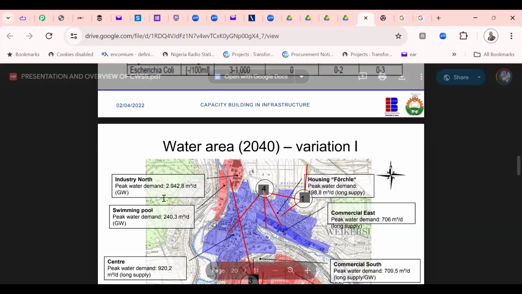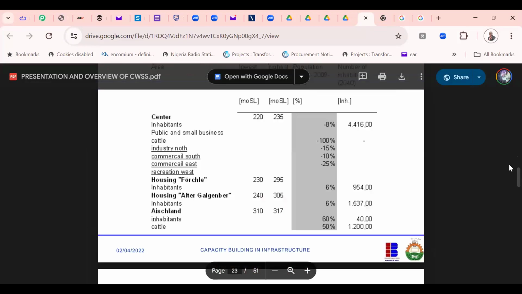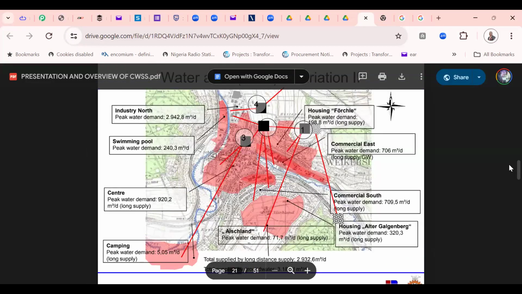But listen to this. This is the German way. In German, point means comma and comma means point. So this industrial node is 2,942.8. That is what the industrial area needs per day. Convert this to liters per second and get me the pipe size. So how many areas are there? There are 1, 2, 3, 1, 2, 3, 4, 5, 6, 7, 8, 9.